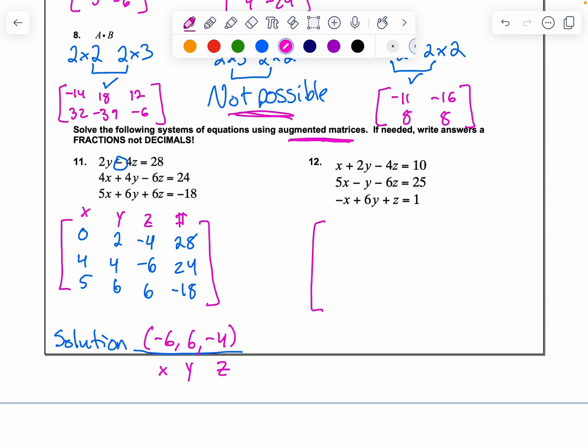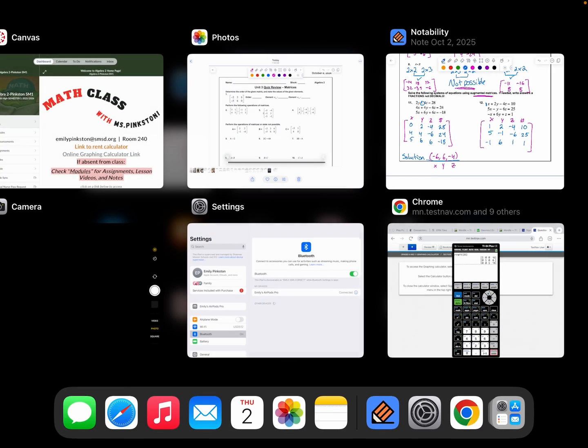All right, let's do another one. We've got our x, y, z, and number. So remember, if there's not a number in front of it, make sure you put a 1. Last year I had a lot of kids put 0, but it's a 1. And if there's a minus sign, make sure you remember the negative. Okay, so we have our matrix. So now we're going to go type it into the calculator.